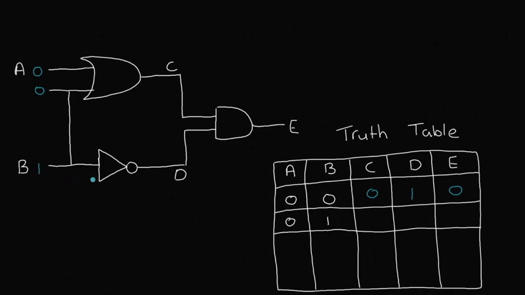So when we pass this through the NOT gate, we'll see when we flip 1 it becomes a 0, so D becomes a 0. With our OR gate, both of our values are still 0, so C will also be 0. We can bring this down here if we want, but by looking at this, 0 and 0 passed through an AND gate will give us our output as 0. So to fill this in, we can see that C is 0, that D is 0, and E is 0.